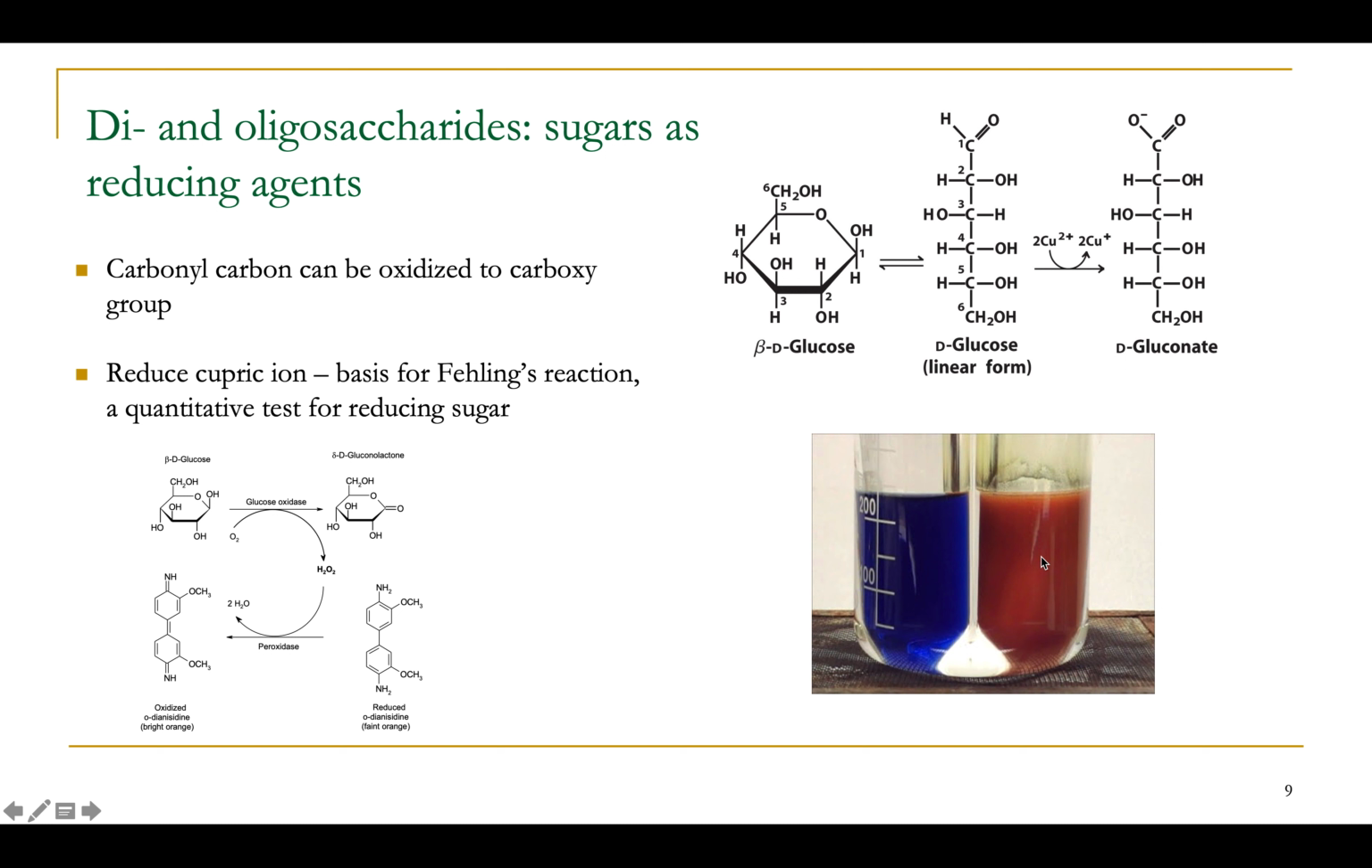the rusty red turbid substance. This is actually known as Fehling test and used as a test for reducing sugars.